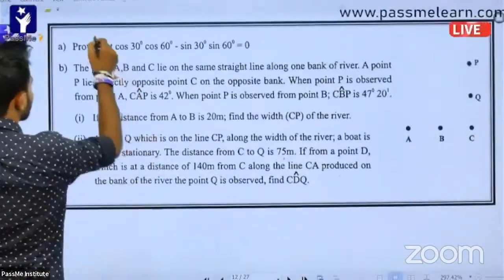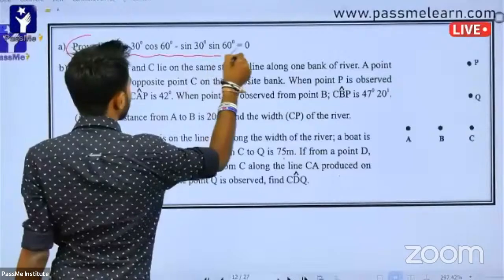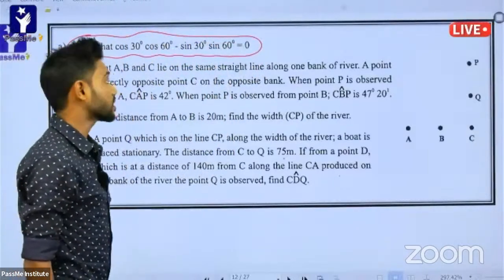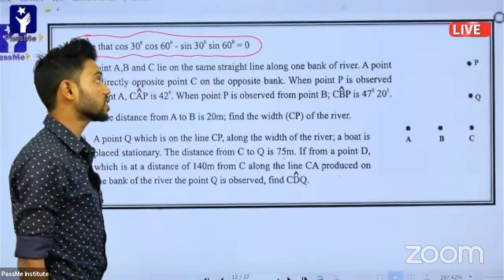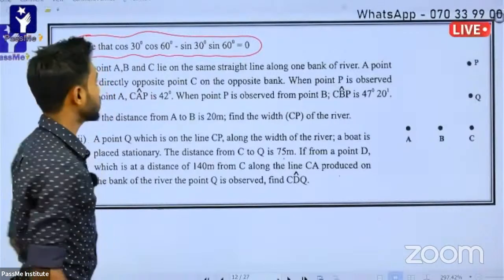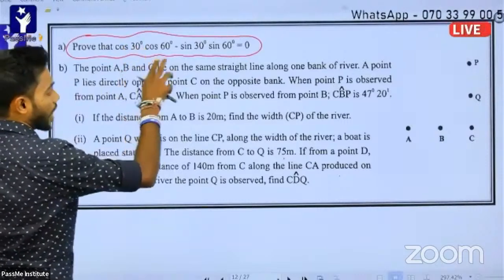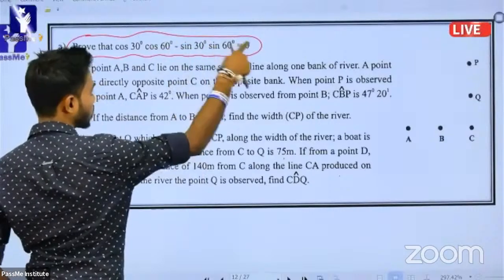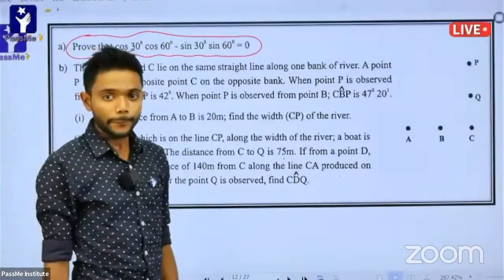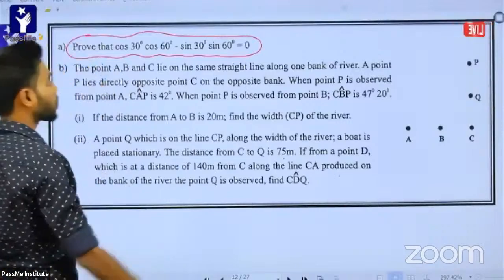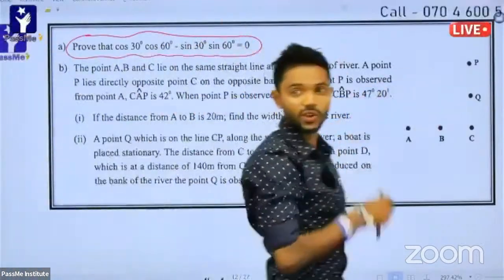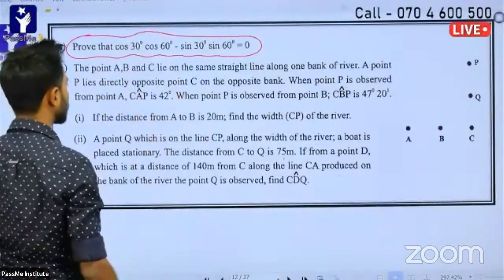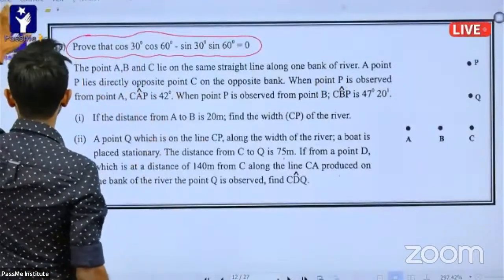So you can see that cos 30 cos 60 minus sine 30 sine 60 is equal to 0. That means if you multiply this one and multiply this one and take away this one from this one, that is equal to 0. So you have to prove the LHS is equal to 0. That is how we end this question. So this is also a very good question to discuss.